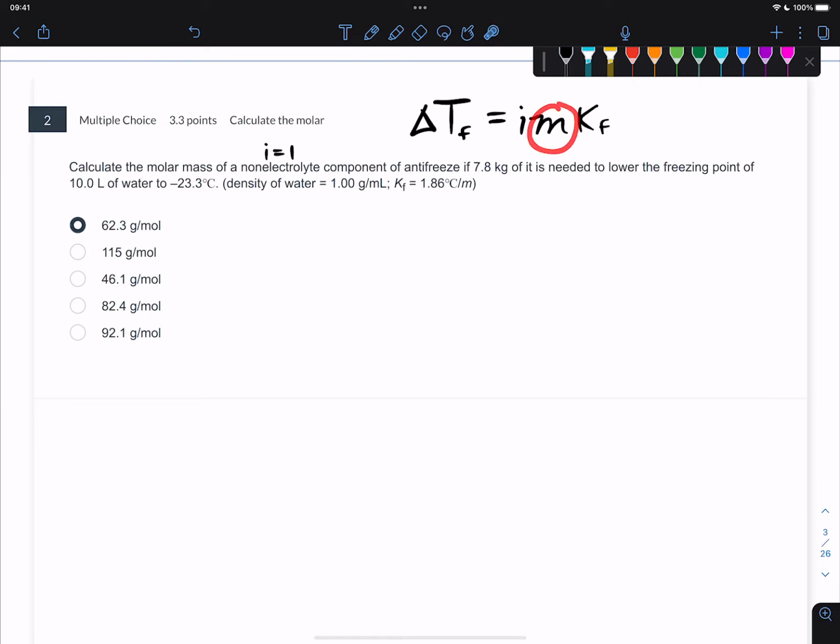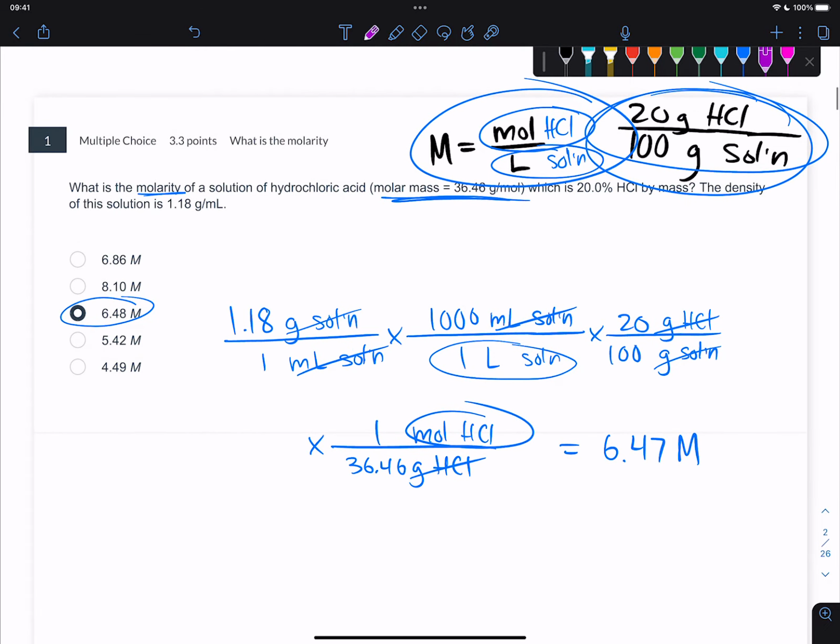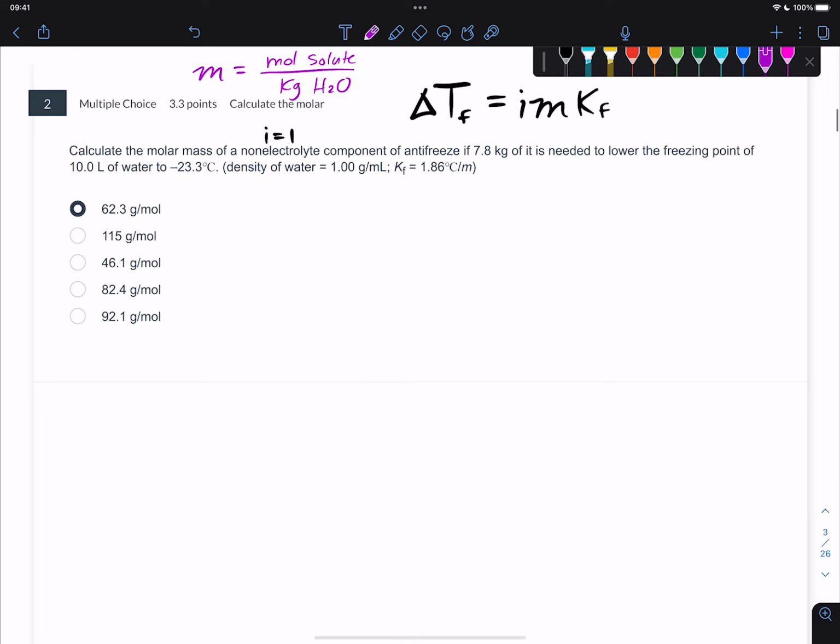m is the molality. Molality is not the same as molarity. Molality is the moles of the solute divided by the kilograms of the solvent, which in this case is water, and that's important to know. So molarity and molality are different. The numerators are the same, but the denominators are different. For molarity, it's liters of the solution. For molality, it's kilograms of the solvent. All that information is going to be helpful, as well as your knowledge of dimensional analysis. So let's get started on it.